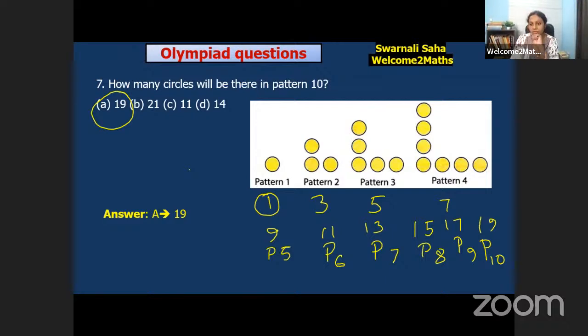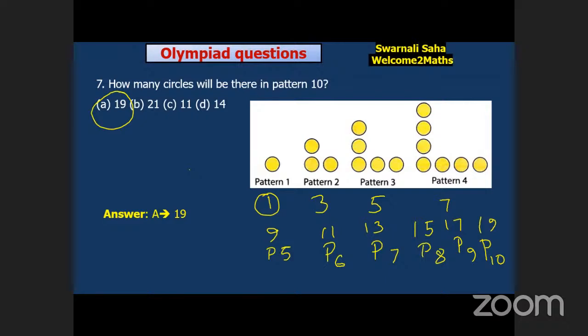Very good. So now, what is not clear? It's so easy. You see in pattern 1, there is 1 circle. Then pattern 2 there are 3 circles. Then 5, 7, the odd numbers of circles. So obviously, you have to write all the numbers. And in pattern 10, there would be 19 circles. Okay, fine. So let's move on. Let's solve the next question.